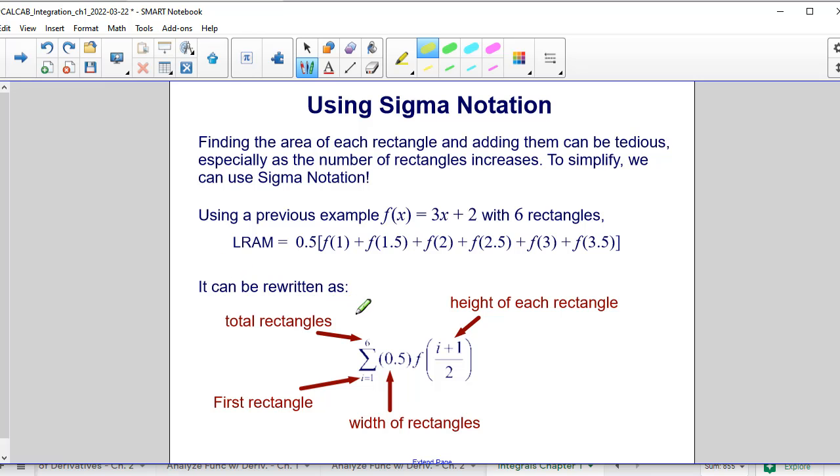When we look at the breakdown of the summation, we notice that the first index, i equals 1, is starting with the first rectangle, and the upper bound 6 is the total number of rectangles. 0.5 is the width of the rectangles, and this formula, (i plus 1) divided by 2, is the height of each rectangle, and it comes from these values up here.